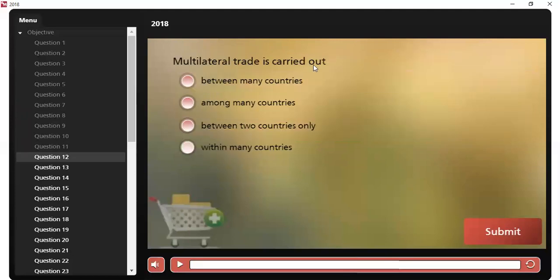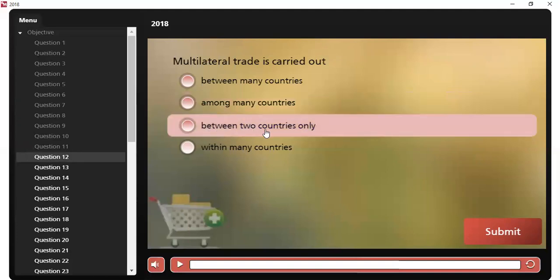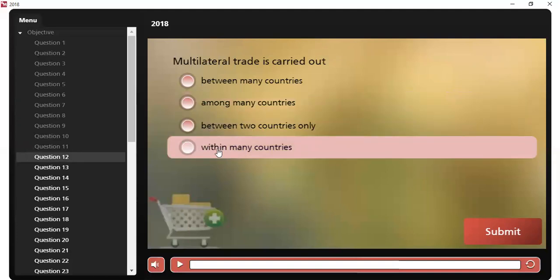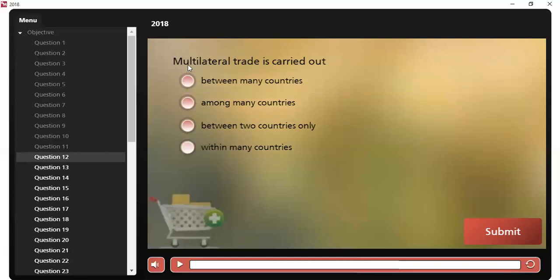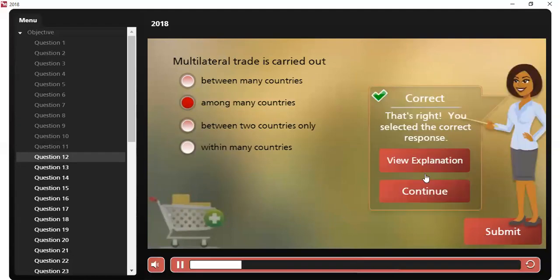Multilateral trade is carried out: A. Between many countries, B. Among many countries, C. Between two countries only, or D. Within many countries. Now, when we talk about multi, what does it mean? The word multi means many. So our right answer has to be B, among many countries. We can't pick A, C, or D. B shows that a lot of countries are involved since among is used there.